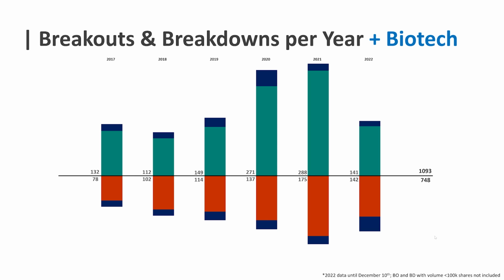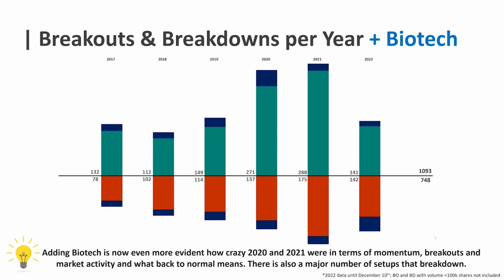Here's the picture of the breakouts and breakdowns per year in the main data set, plus adding biotech highlighted with the dark blue color. Well, adding biotech, it is now even more evident how crazy 2020 and 2021 were in terms of momentum, breakouts, and market activity, and what back to normal means. And something to not forget, there is also a major number of setups that break down.